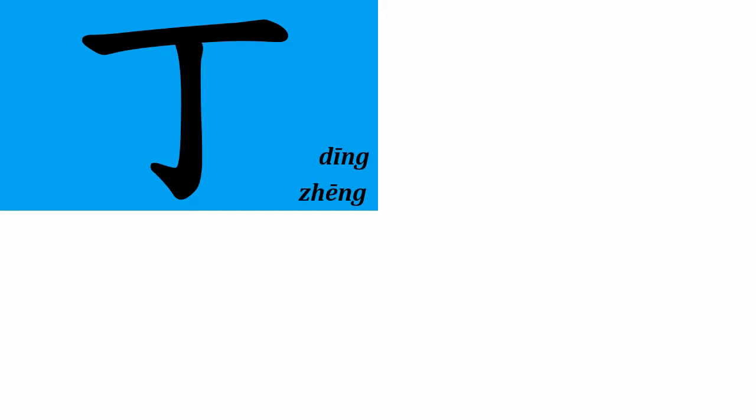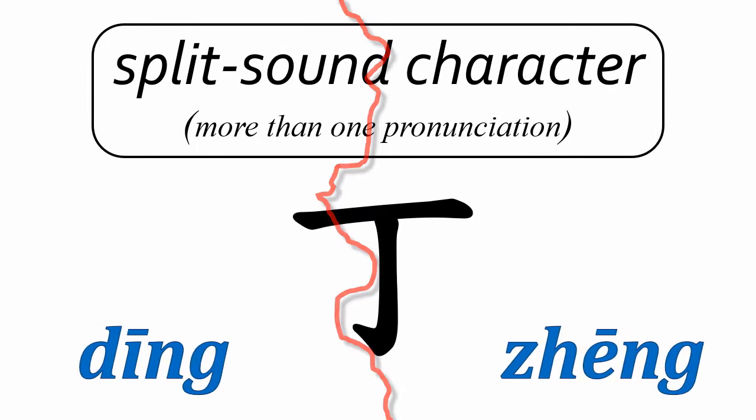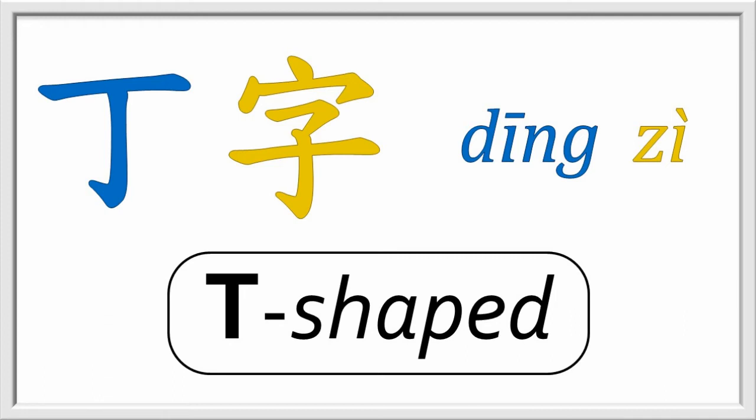First tone, 丁, started out as a black dot or square to indicate a nail or a tack, with several variations over the centuries, depending on the angle from which it's viewed. It's also a split sound character, usually pronounced first tone, ding, or more rarely, zheng. The meaning of nail or tack has been delegated to another character incorporating a metal component, so ding is now reserved for its shape. It's shaped like a T in the Latin alphabet, or a square as it appears in its ancient form. A T-square, or a T-shaped road junction, would include 丁字 in the description.